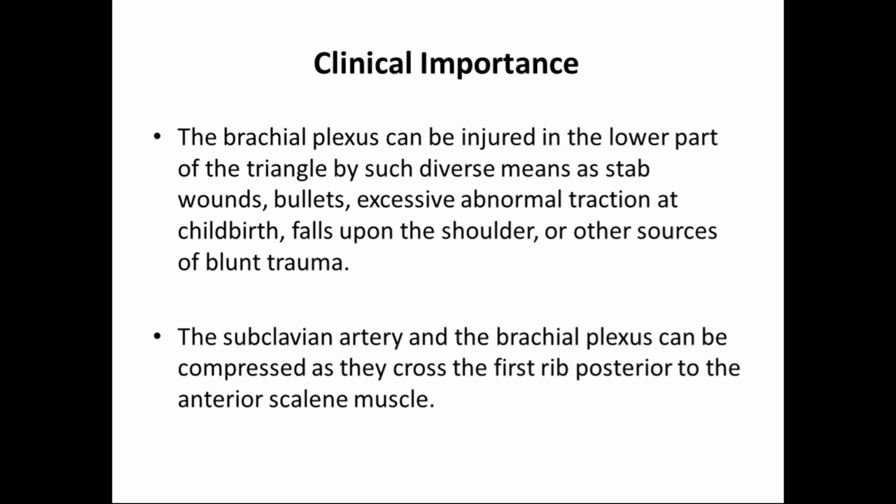So what is the clinical importance of this triangle and the contents? We've already seen what the main contents present there are, like the artery, vein, and the brachial plexus. So what is its clinical importance? The brachial plexus can be injured in the lower part of the triangle by such diverse means as stab wounds, bullets, excessive abnormal traction at childbirth, falls upon the shoulder, or other sources of blunt trauma.